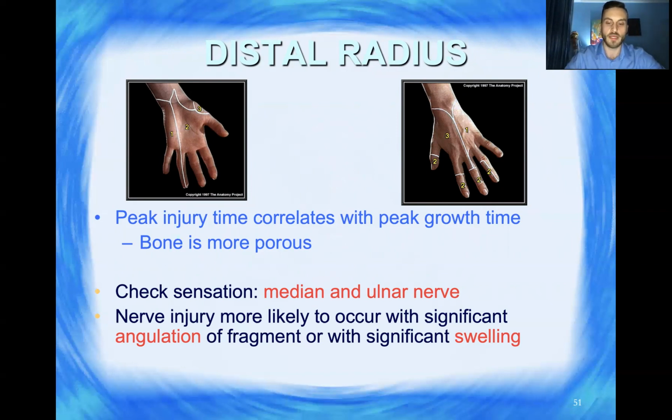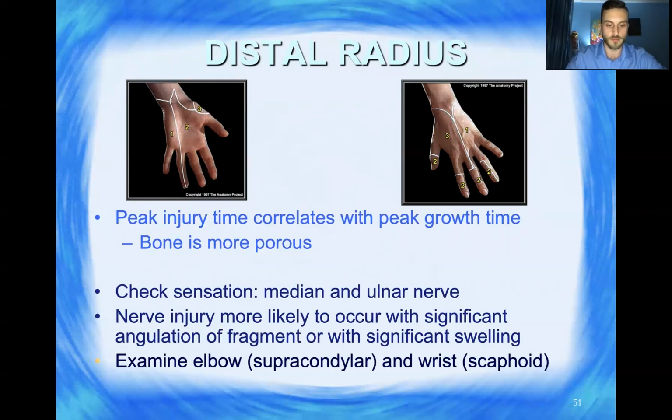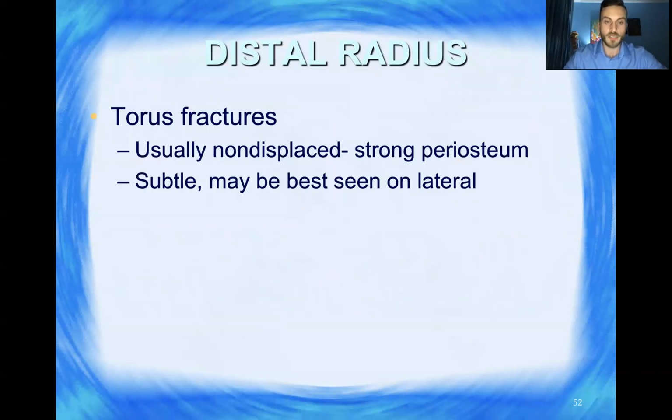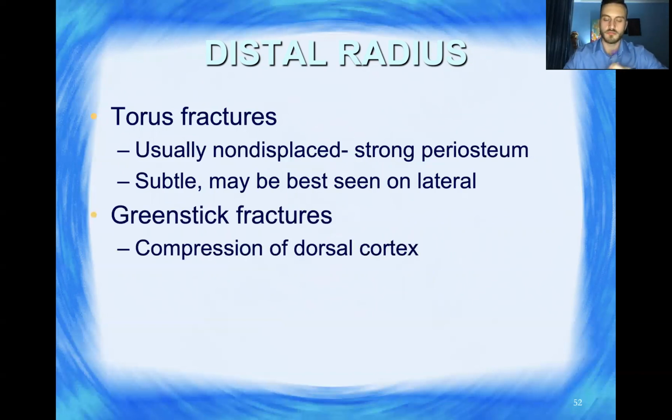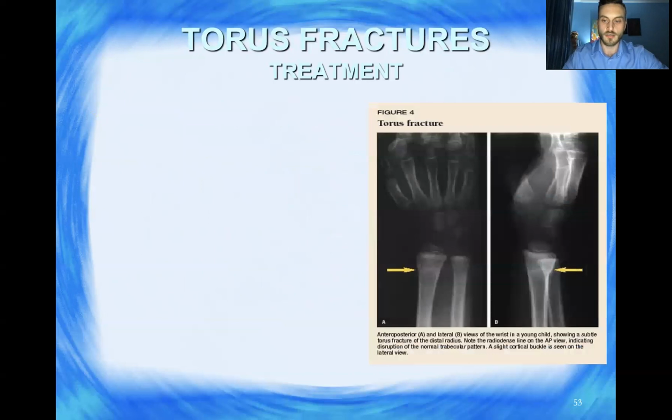Be careful of the angulation, and be careful when you put the cast on with significant swelling, because you may cause the patient compartment syndrome. That's why we use a back slab and observe the patient. Buckle fracture or torus fracture is usually non-displaced, just back slab. Greenstick is the same.